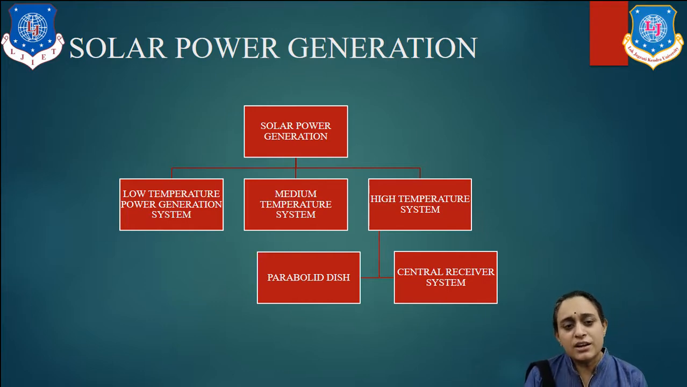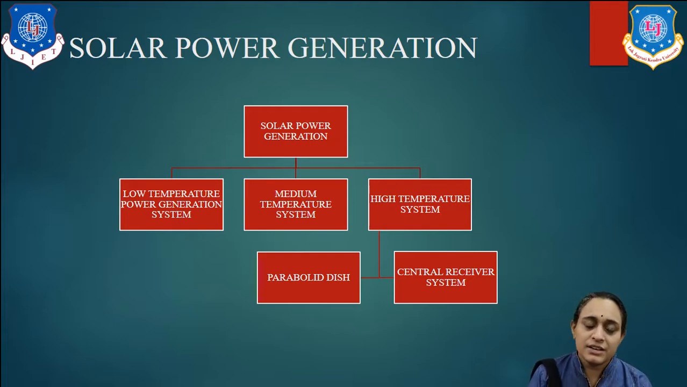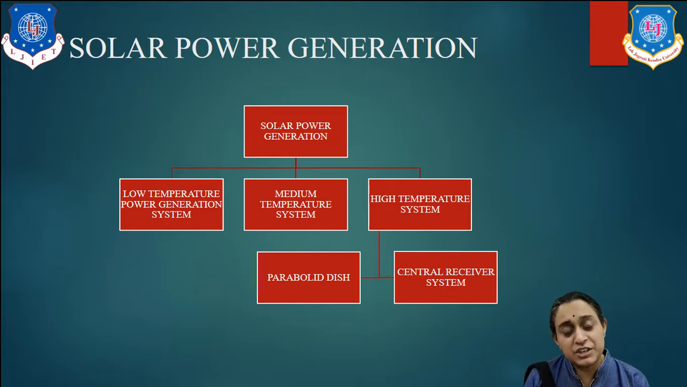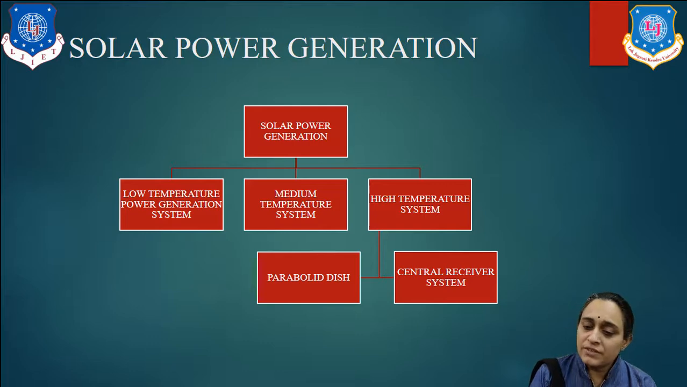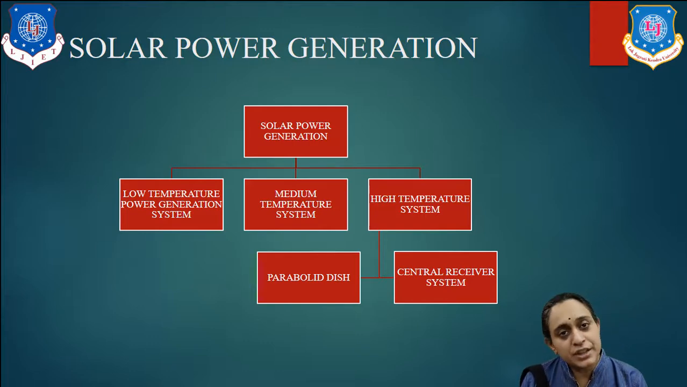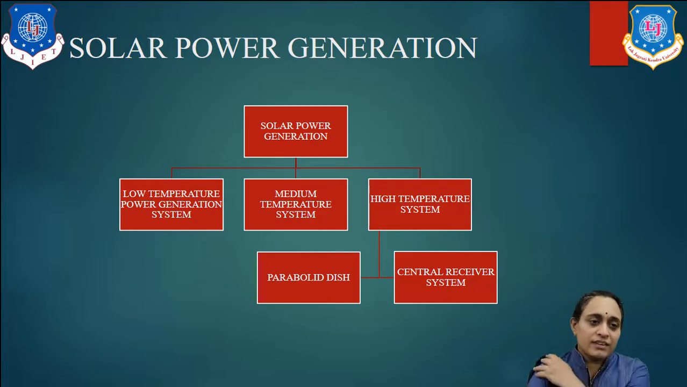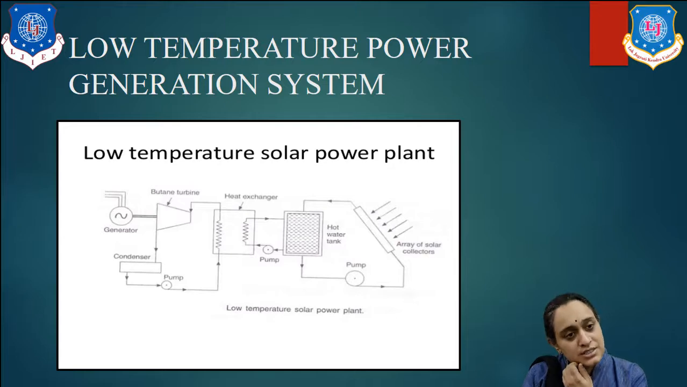Generally, it is divided into basically two categories, likewise low temperature power generation and medium temperature power generation, as well as another one, which is the high temperature power generation system. So they are basically of three types: low temperature, medium temperature and high temperature generation systems. Now let us have the low temperature generation system.